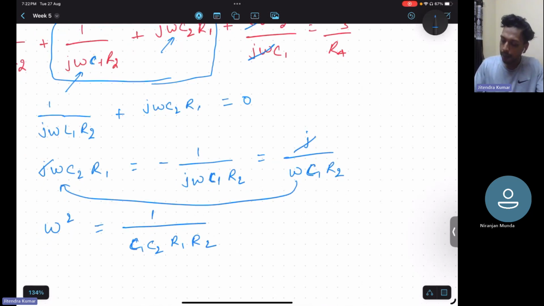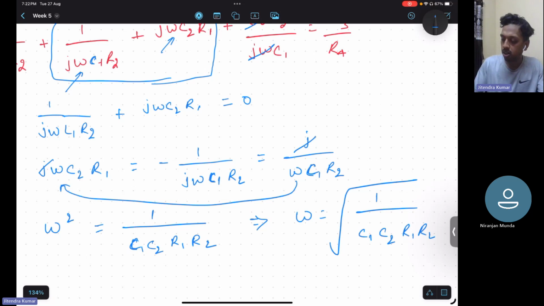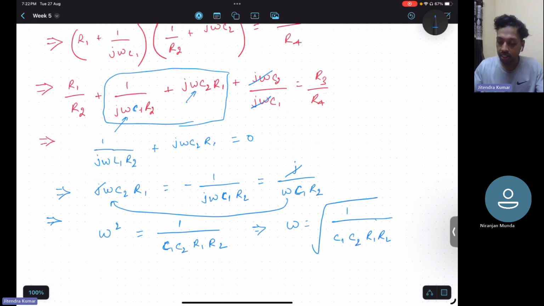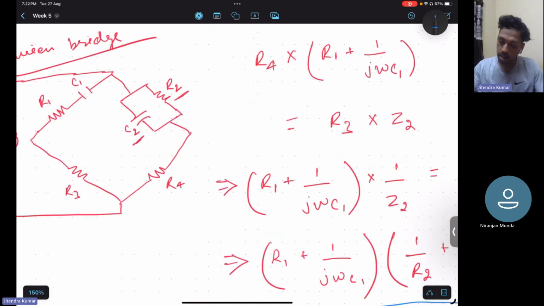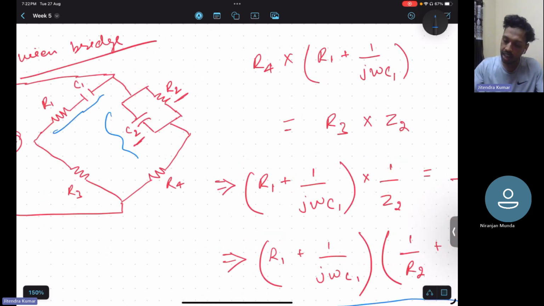So now omega is equal to under root 1 by C1 C2 R1 R2. So the frequency is dependent on C1, C2, R1, R2. So these two branches will have the dependency on the frequency. These two branches do not have any role in determining the frequency of the circuit at balanced condition.